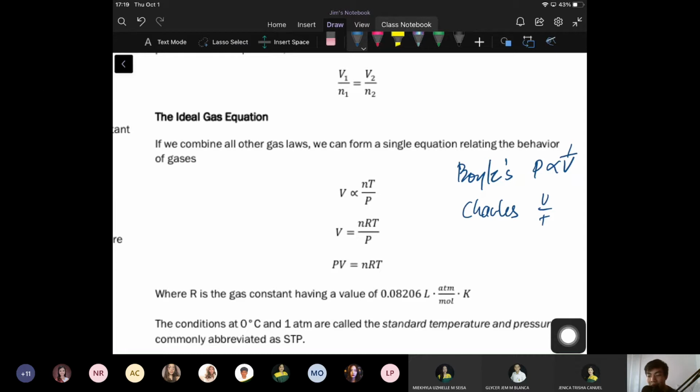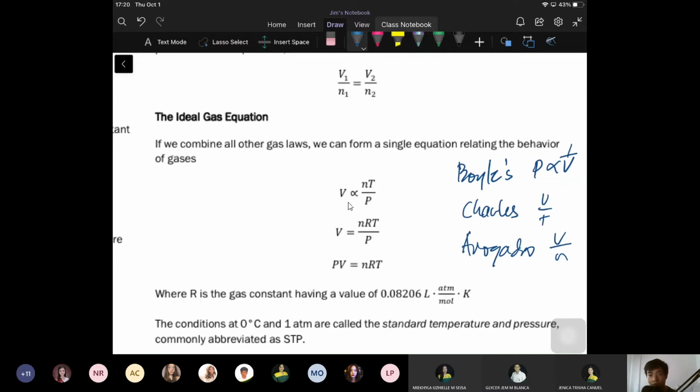Kay Gay-Lussac. Hindi. Hindi kay Gay-Lussac. Pangalan nun, Avogadro's. Yung V over N, no? So, pinagsama-sama yan, mga equation na yan, to create this entire equation, no?